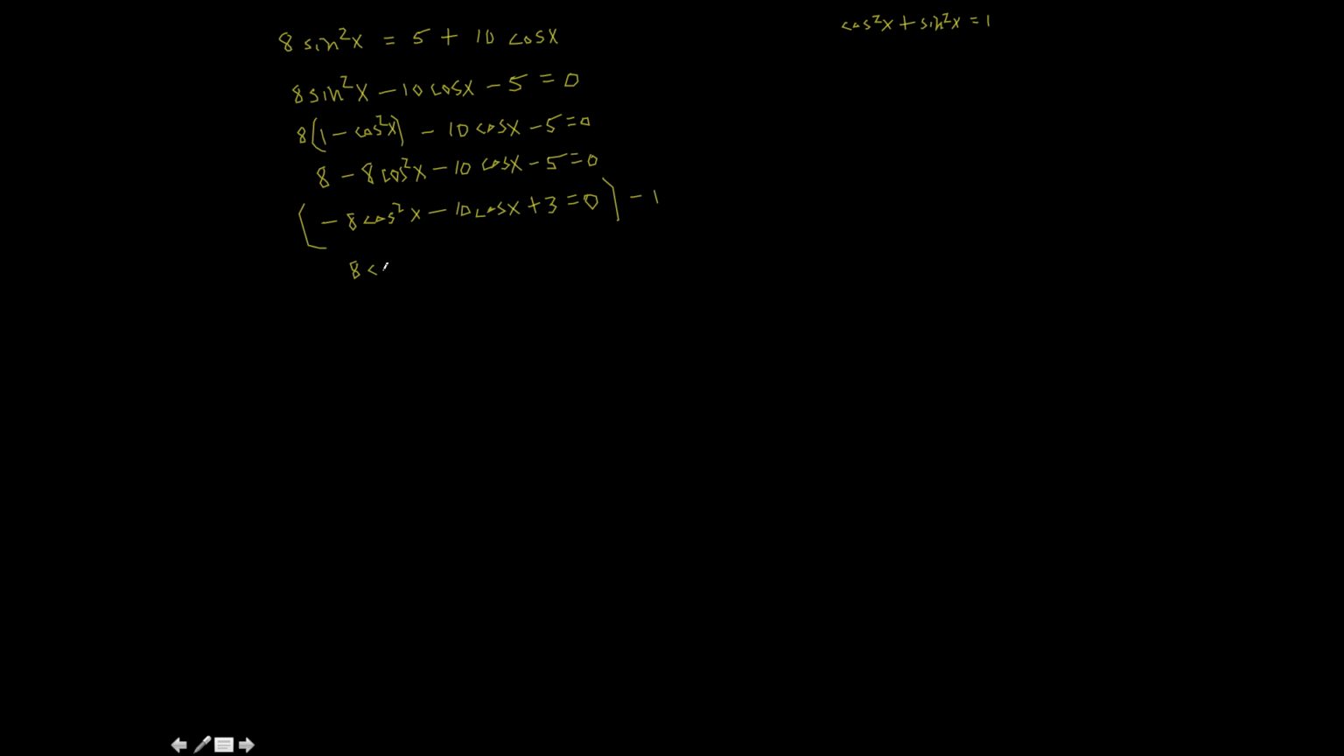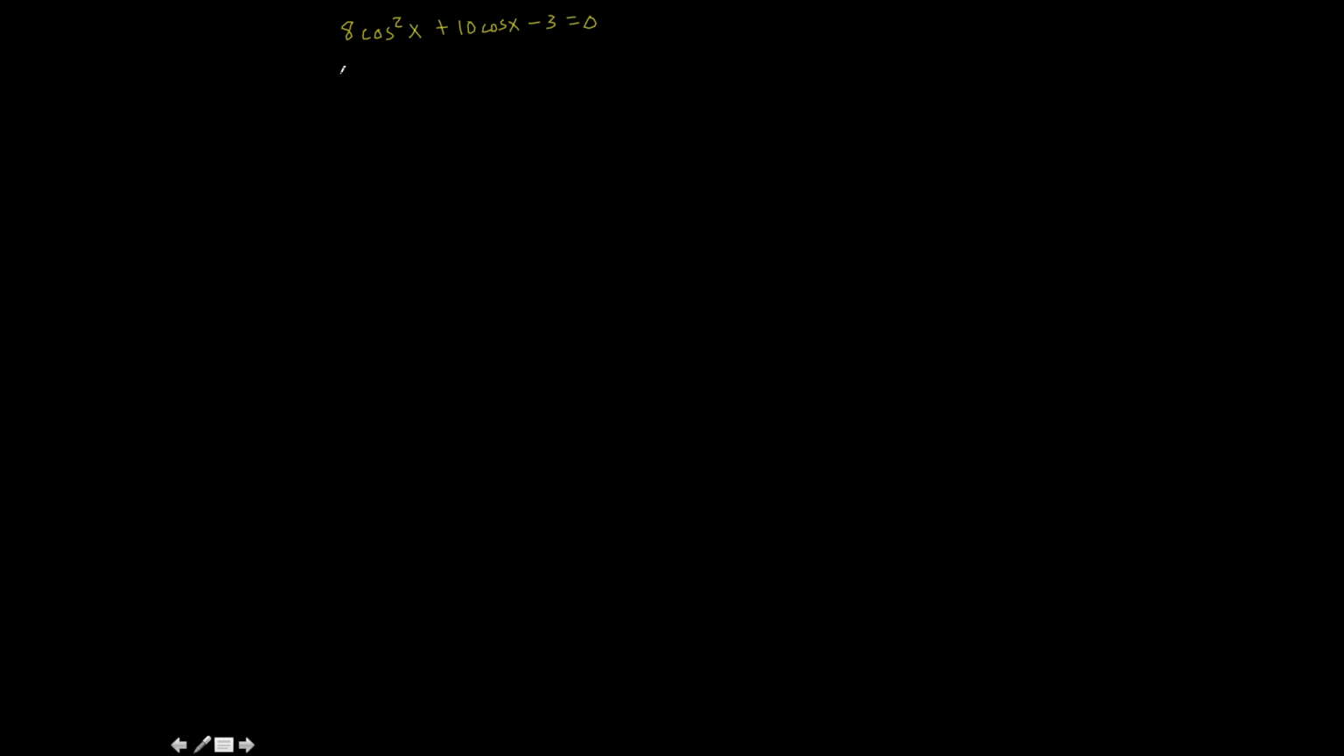The reason why I'm doing this, folks, is we're about to factor, believe it or not, just like you did in algebra. As you well know, it's easier to factor with positives than it is with negatives. So if you multiply by negative 1, this is what we have. Alright, I'm going to go to the next page so it's a little easier to write. We have 8 cosine squared x plus 10 cosine x minus 3 equals 0. Now, if you were to try to factor this, just like we would in algebra, you would get 2 cosine x plus 3 and 4 cosine x minus 1.